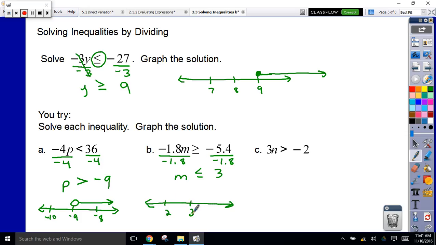Closed circle on -3 and the arrow pointing left. Okay, but remember it's +3 though. So closed circle on +3, good. And absolutely the arrow points left.